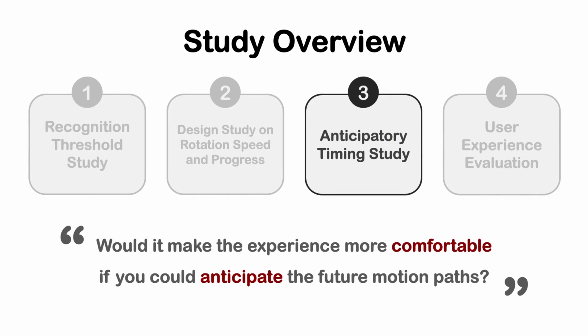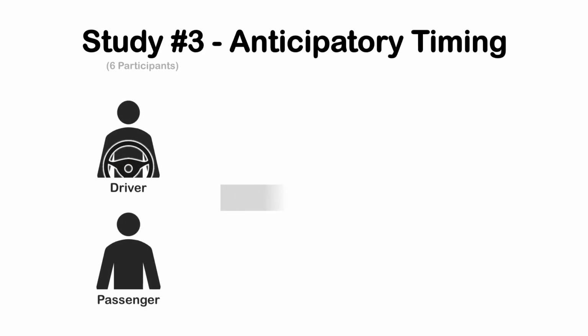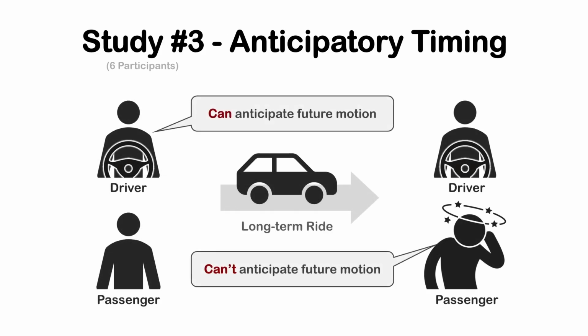Next comes the anticipatory timing study. In this study, we want to know whether the experience would be more comfortable if we could anticipate the future path. Inspired by prior research, which found that drivers experience less motion sickness than passengers due to their ability to anticipate turns, we developed anticipatory cue designs that provide users cues before the view rotation.